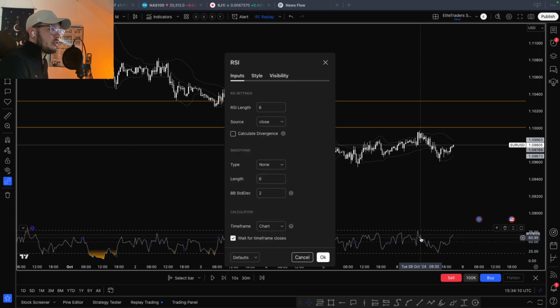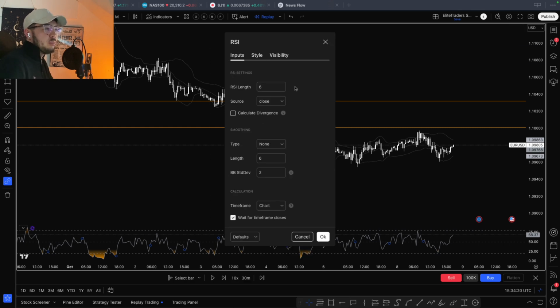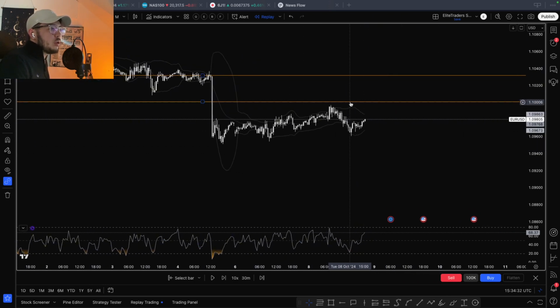The RSI, however, is custom. So the length is 6. The upper band is 80 and the lower band is 20. Now that's important. So these settings for the RSI are important because it gives us the most extreme levels in the market. It tells us when the market actually is overbought or actually is oversold, obviously relative to previous price levels. So we've broken out of this daily support.